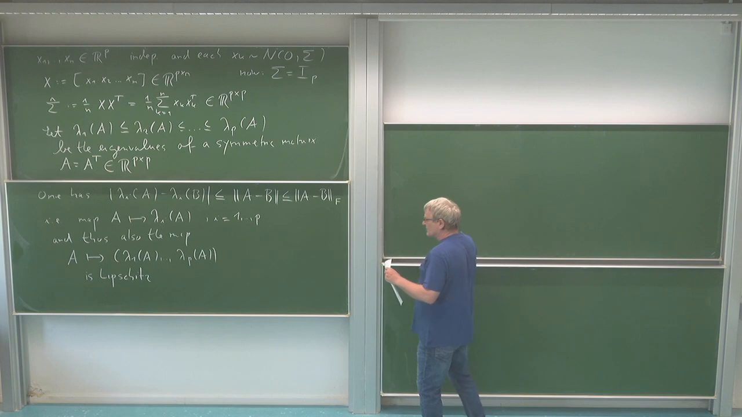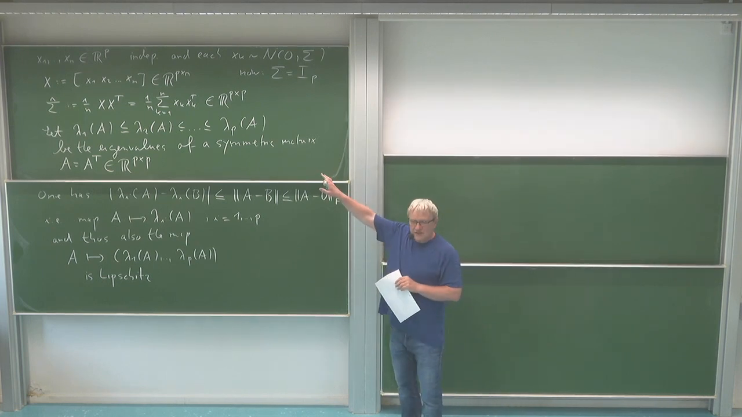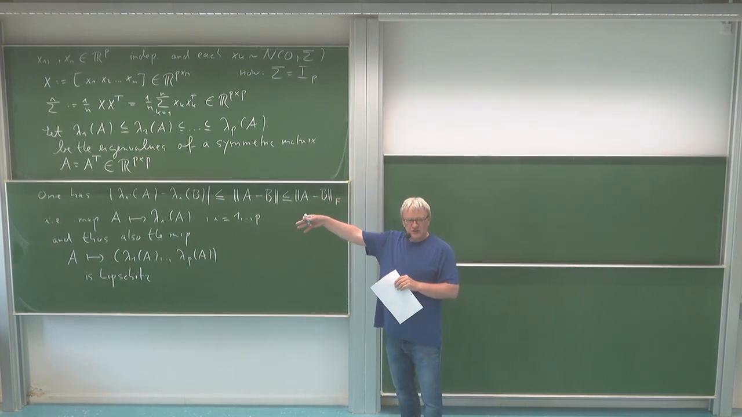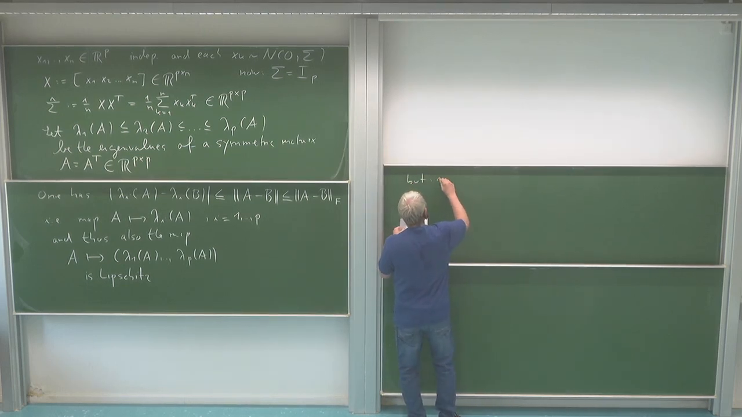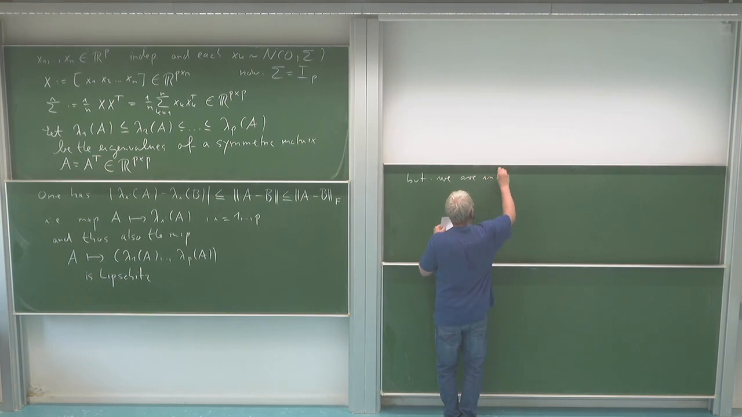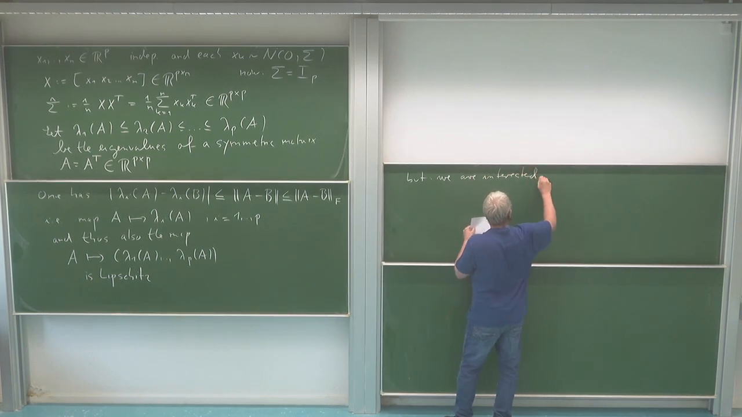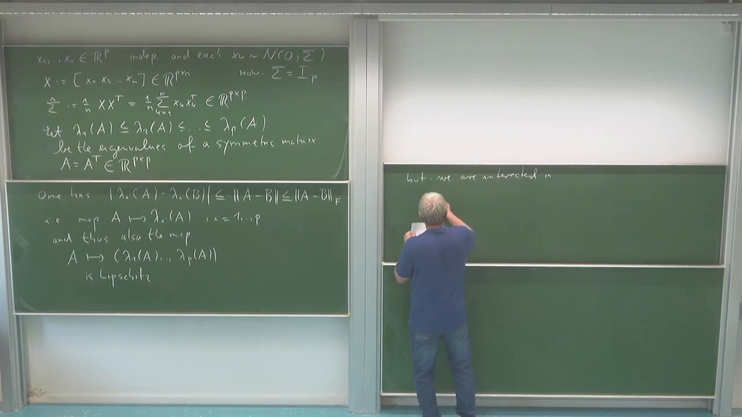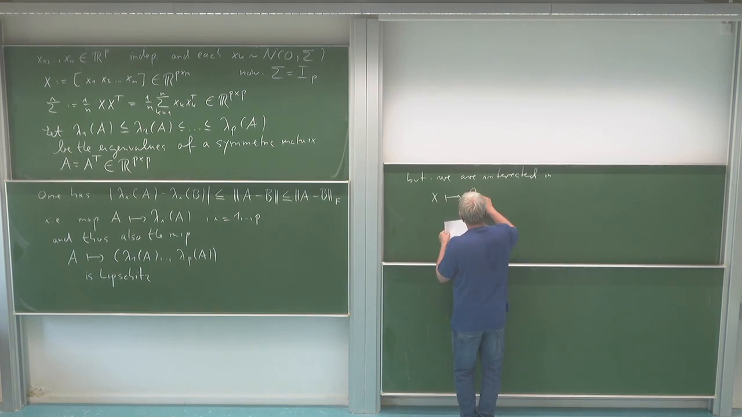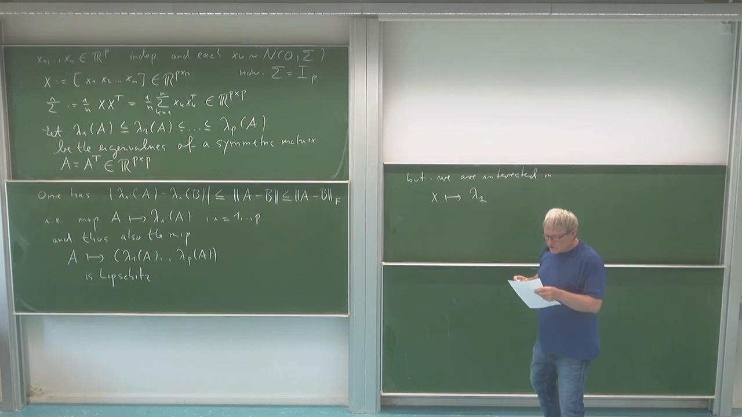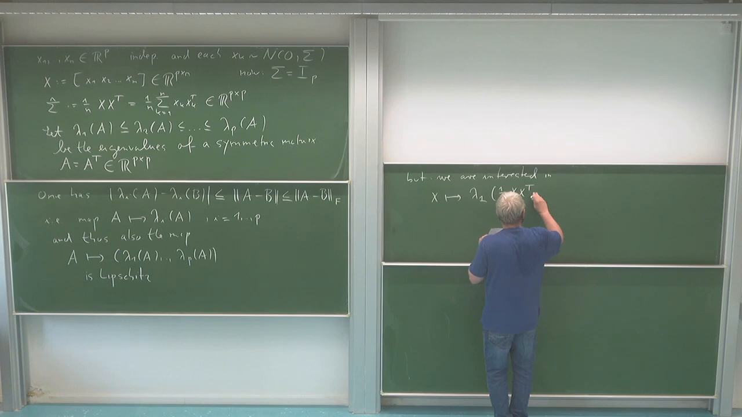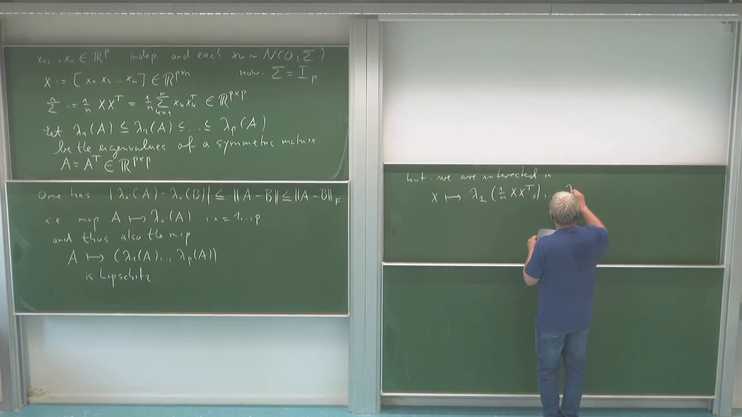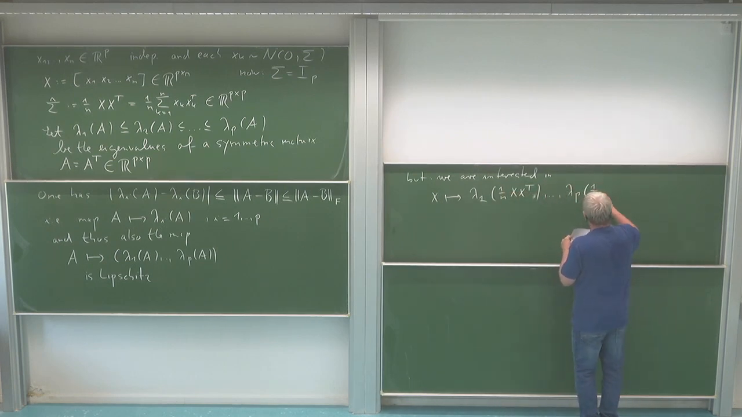So what we are interested in, of course, is the mapping which maps x to the eigenvalues of the corresponding Wishart matrix. We are interested in the mapping where x goes to the eigenvalues of the Wishart matrix, and the Wishart matrix is 1 over n x x transpose. So the first eigenvalue of this, up to the last eigenvalue of this 1 over n x x transpose.